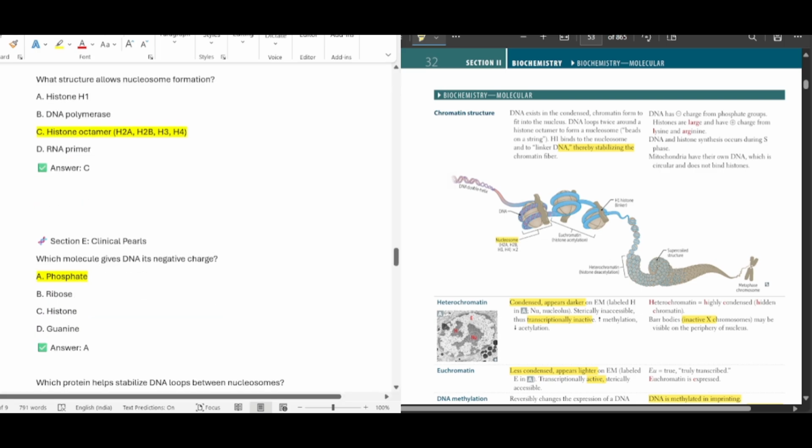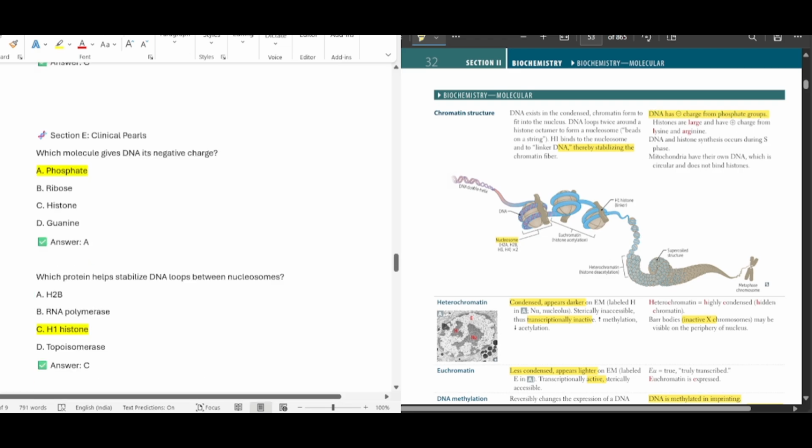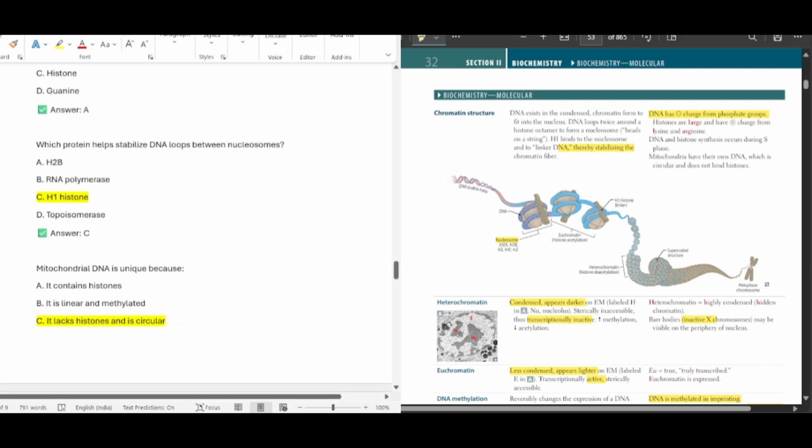Which molecule gives DNA its negative charge? DNA has negative charge from phosphate groups. Which protein helps stabilize DNA loops between nucleosomes? It is H1 histone. It binds to the nucleosomes and stabilizes the chromatin fiber. Mitochondrial DNA is unique because it is circular and it has its own DNA.